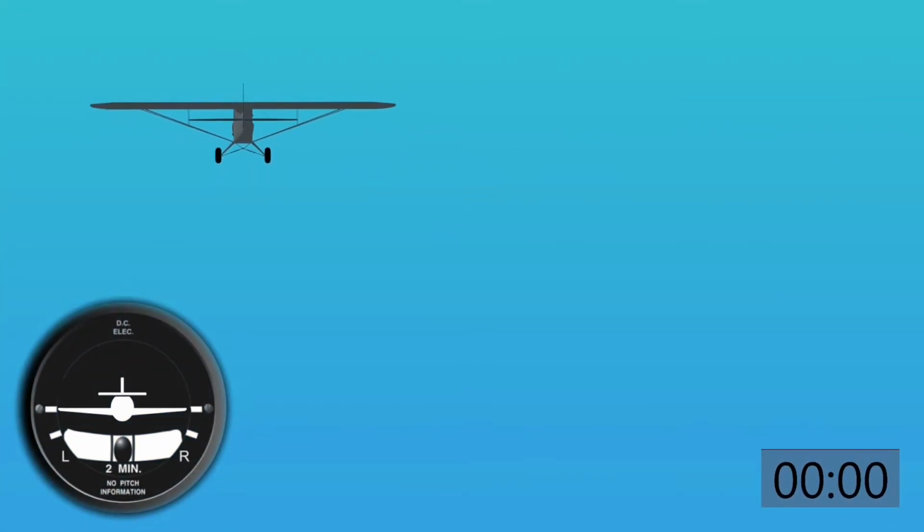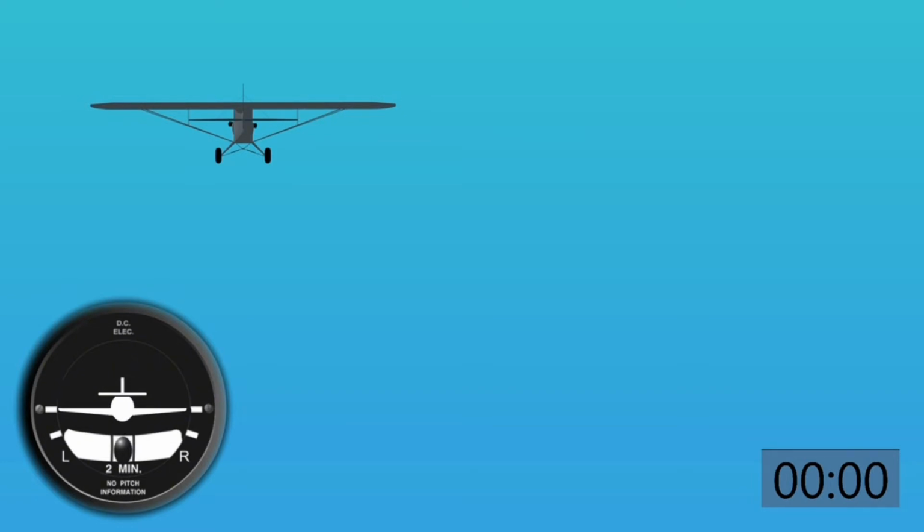A standard rate turn is a turn that completes a full 360-degree circle in 2 minutes. This means that in a standard rate turn, your heading changes 3 degrees per second. So to fly a standard rate turn, we simply use our turn coordinator by keeping our white artificial aircraft on the standard rate turn indication throughout the turn. When we do this, we can expect to complete the full 360-degree circle in 2 minutes.